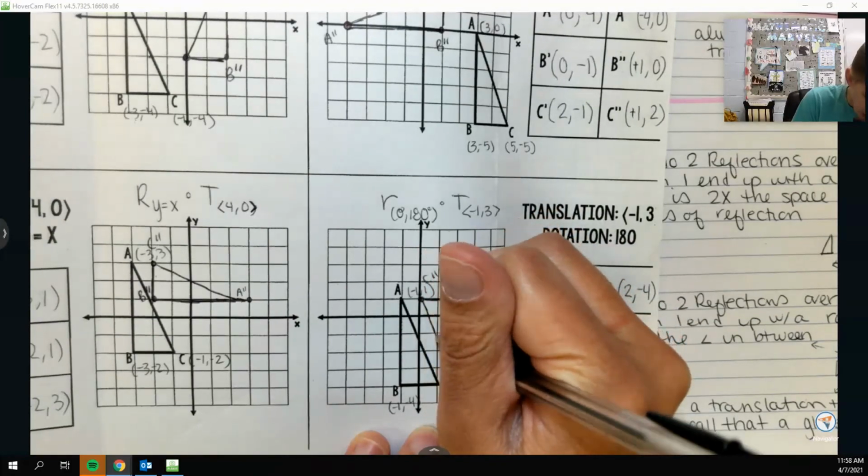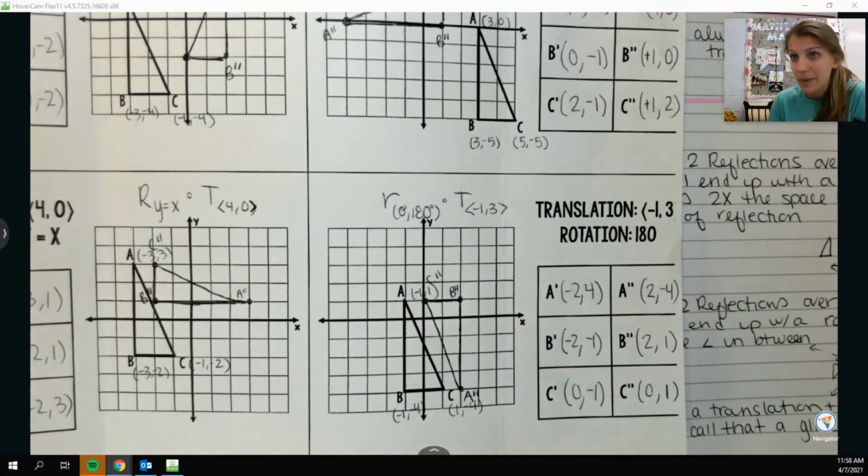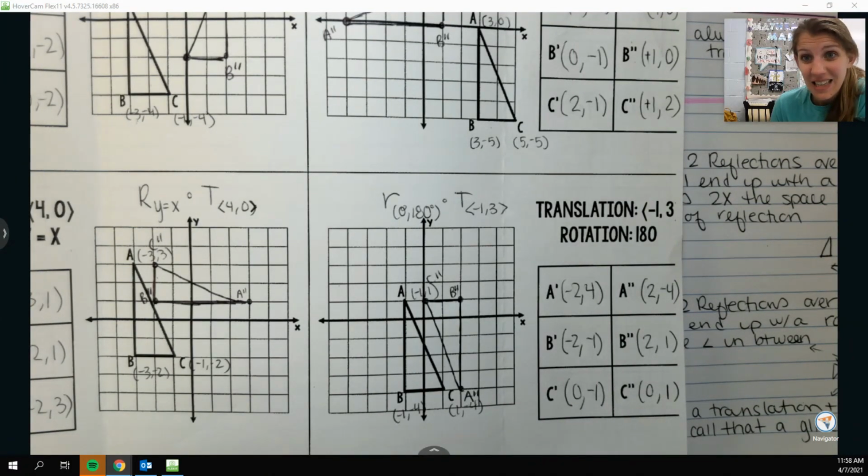Awesome. Oh my God, that's so cute. It almost looks like a double rotation. That's adorable. Anyways, there we go. We're going to start reviewing and then take a little quizzy quiz.